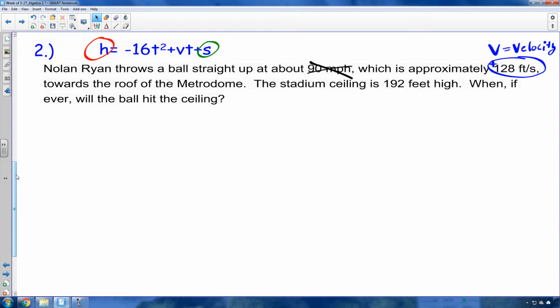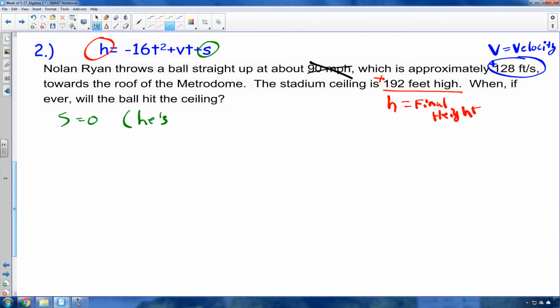So we know that the final height, h, which is final height, is 192, and that's up in the air, so I'm going to say plus. It's not dug 192 feet underground. And now the question is, do we know where Nolan Ryan starts? Where does Nolan Ryan start? 0. Very good. The starting point of Nolan Ryan, s, is equal to 0 because he is on the ground.